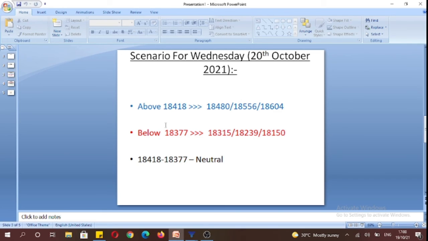And the neutral price range for tomorrow is 18,418 to 18,377 levels, in which one can refrain from making any trades on the index.